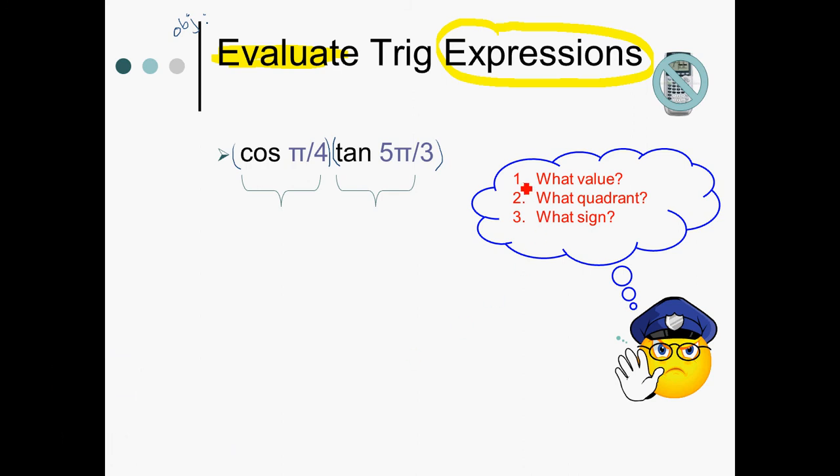So I say to myself, cosine of pi over 4 goes with 1 over root 2. I'm in quadrant 1, therefore everybody is positive. Now think about not 5 pi over 3, think about just pi over 3. Tangent of pi over 3 is root 3, but what quadrant is 5 pi over 3 in? That's in the fourth quadrant, and in the fourth quadrant only cosine is positive. So my answer is negative root 3 over root 2.